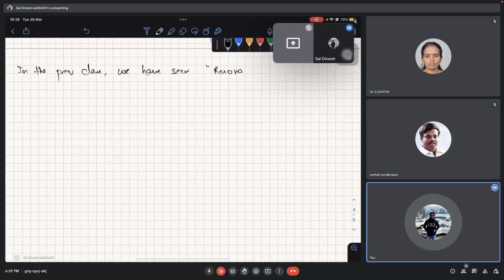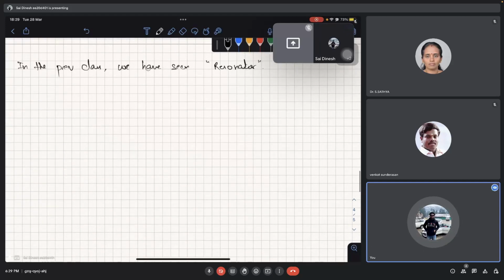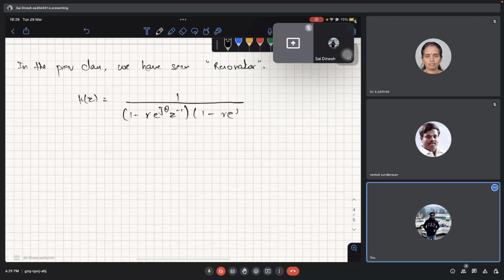We have seen resonator, and then we have also seen improved resonator. So this resonator actually has how many poles? 2 poles, right? So here this H of z is actually 1 by 1 minus r e^(jθ) z^(-1) into 1 minus r e^(-jθ) z^(-1). So these are like complex conjugate poles, right?